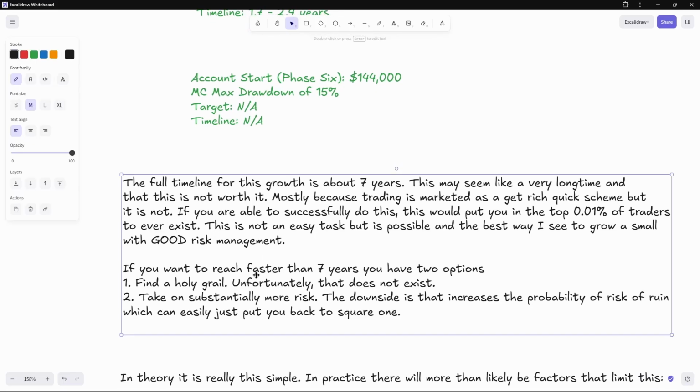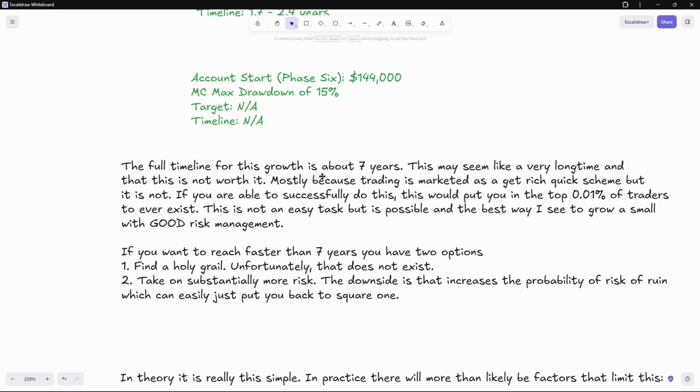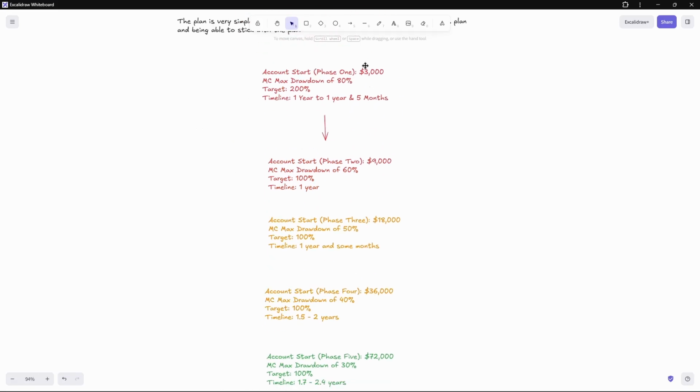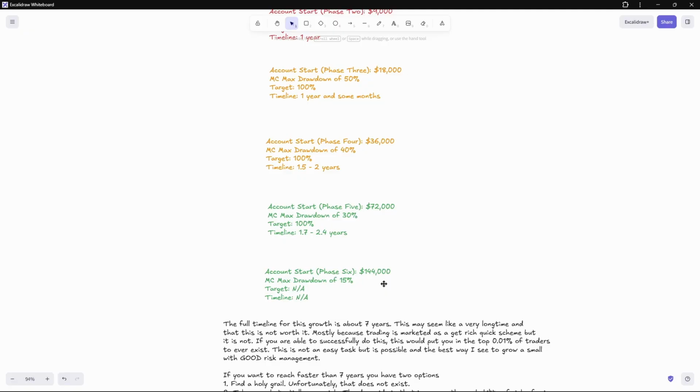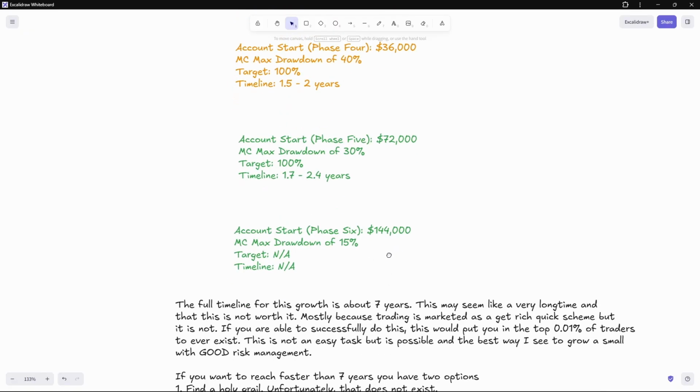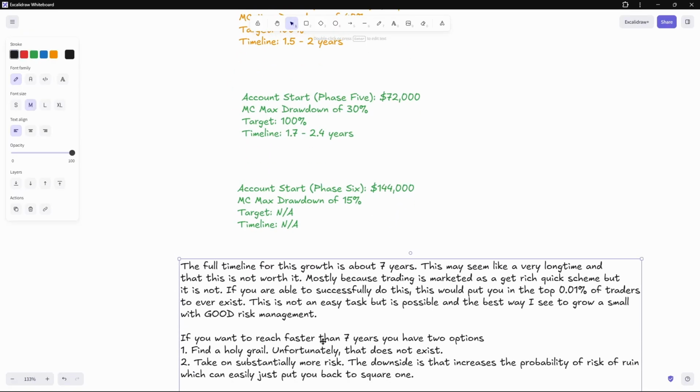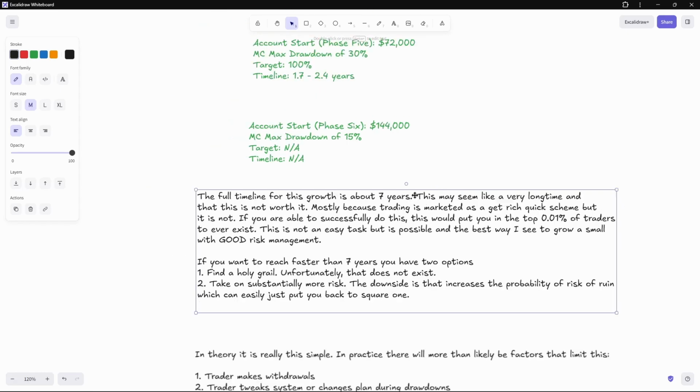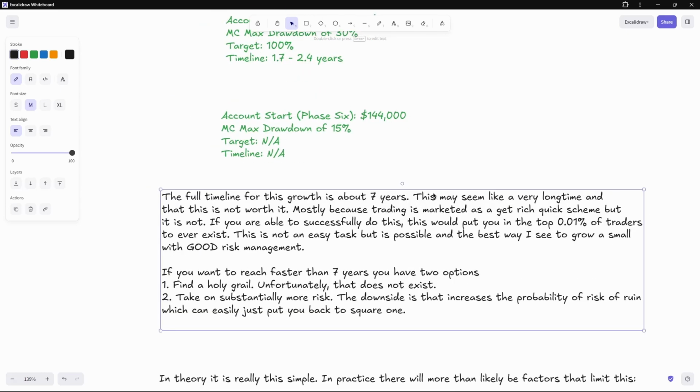So the full timeline for this growth is about 7 years. So all the way from your $3,000 starting balance to $144,000 will take about 7 years. So surprise, surprise, it's not a get rich quick scheme. So this may seem like a very long time and that this is not worth it, mostly because trading is marketed as a get rich quick scheme. You just find a profitable strategy and then in no time you can get rich quick. Unfortunately, that is not the case.